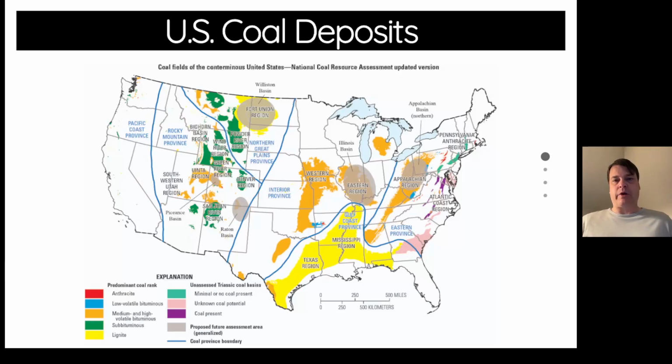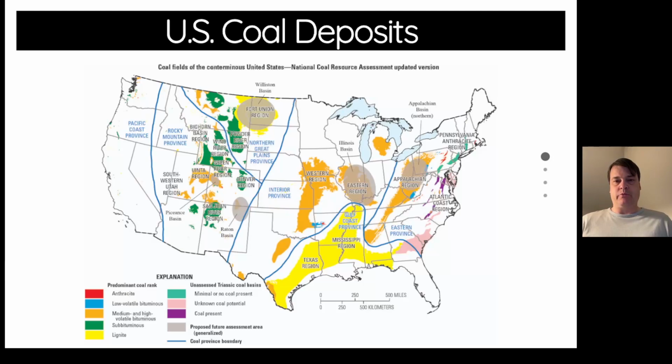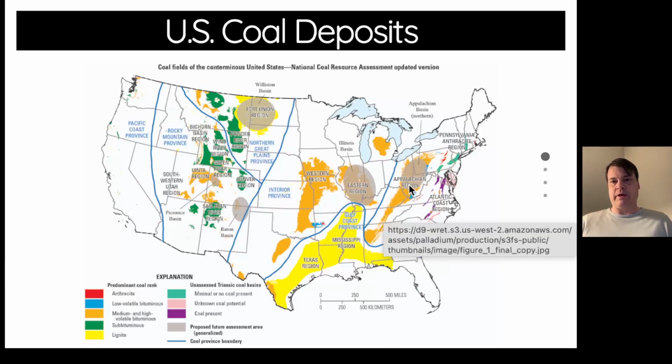So here's a graphic showing some of the coal deposits in the United States, and you can see they tend to be congregated in mountainous areas or areas that are in the plains near the mountains here. And there's some really interesting geology related to that. You also have quite a bit in the Appalachian region, and Utah has lots of coal.